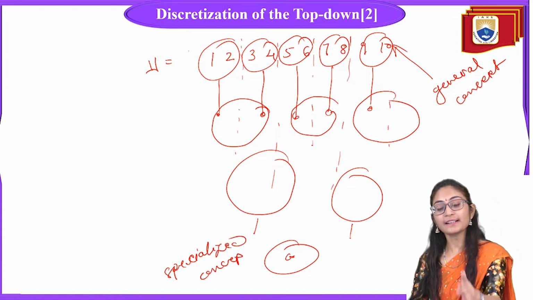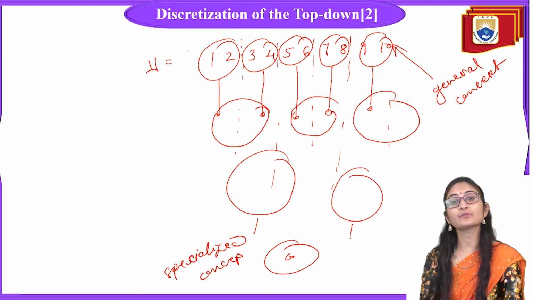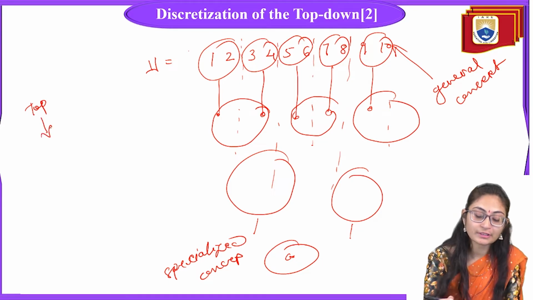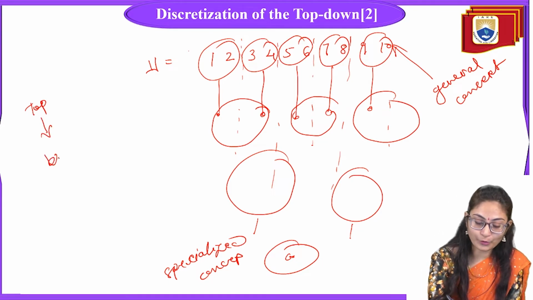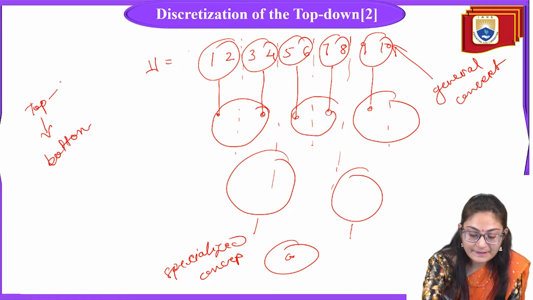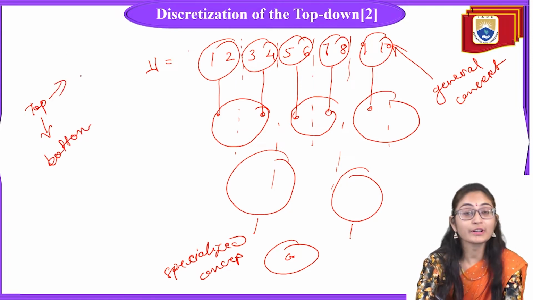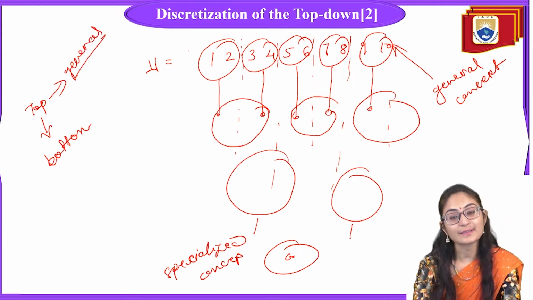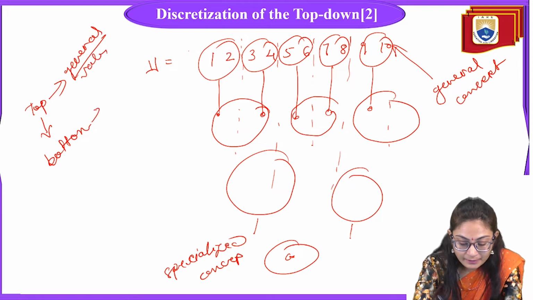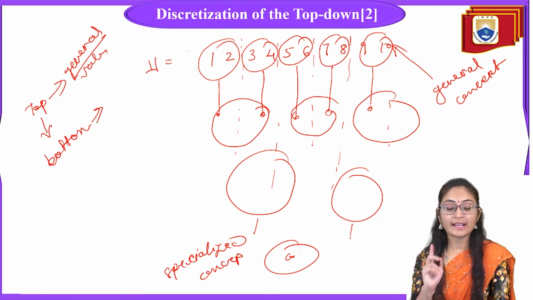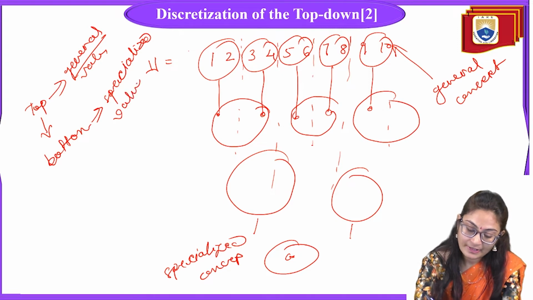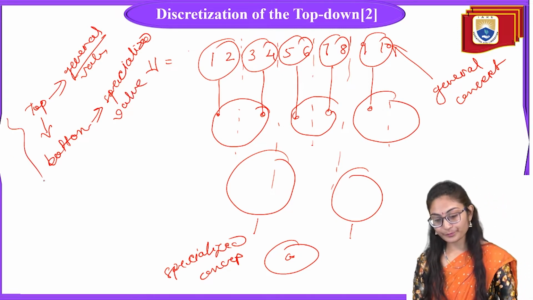That means in discretization of top down, you have to start from the top and travel to the bottom. When you start from the top, your data set will contain some general values. And when you reach the bottom, your data set will contain only specialized values. This is the top-down approach.